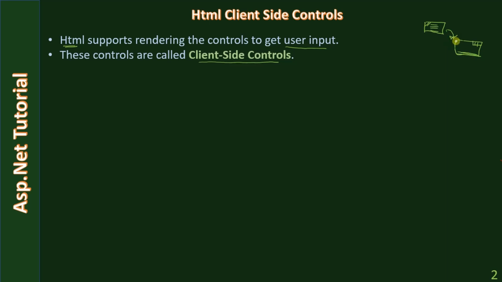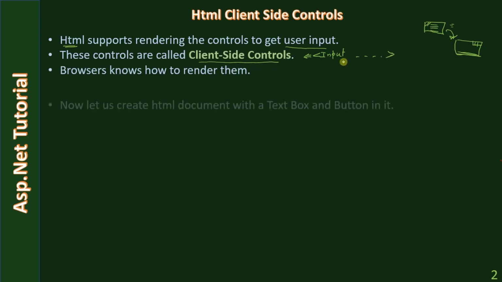There will be a tag for a user control in the HTML itself, and when the browser sees those tags, it renders the specific control. Since the control rendering takes place from the HTML available in the HTML itself, we call that a client-side control. Whatever control we create in the HTML using the input tag, we call such a control a client-side control. The browser knows how to render them.